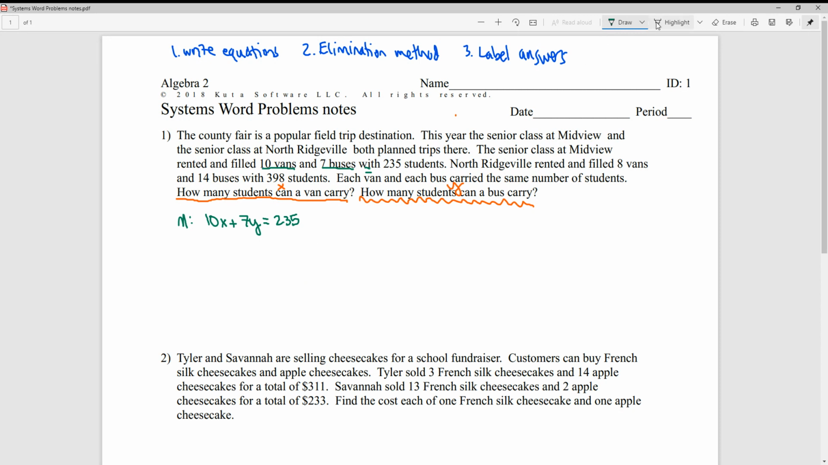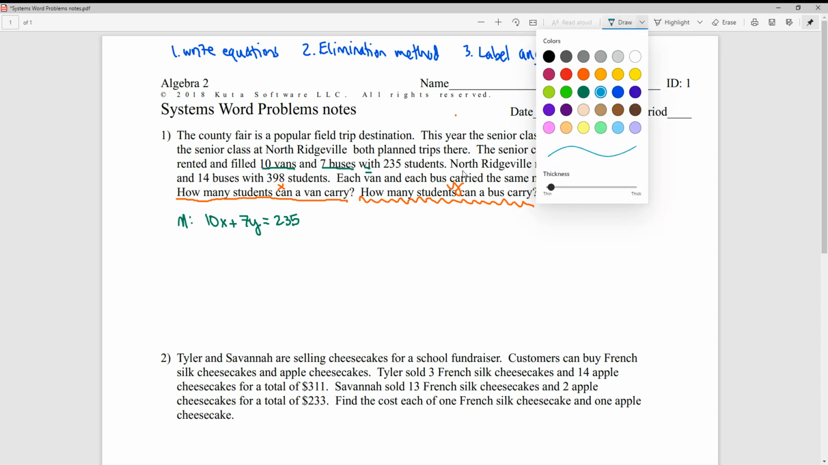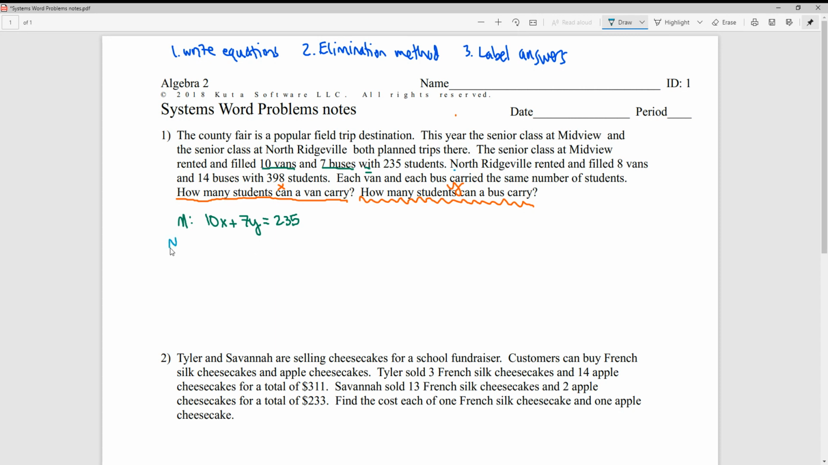Now let's do the same thing with the North Ridgeville sentence, which is the next sentence. North Ridgeville rented and filled 8 vans, so 8 times however many people fit in a van, which is x, and 14 buses, so plus 14 times however many people fit in a bus, which is y, equals the grand total of 398 students.